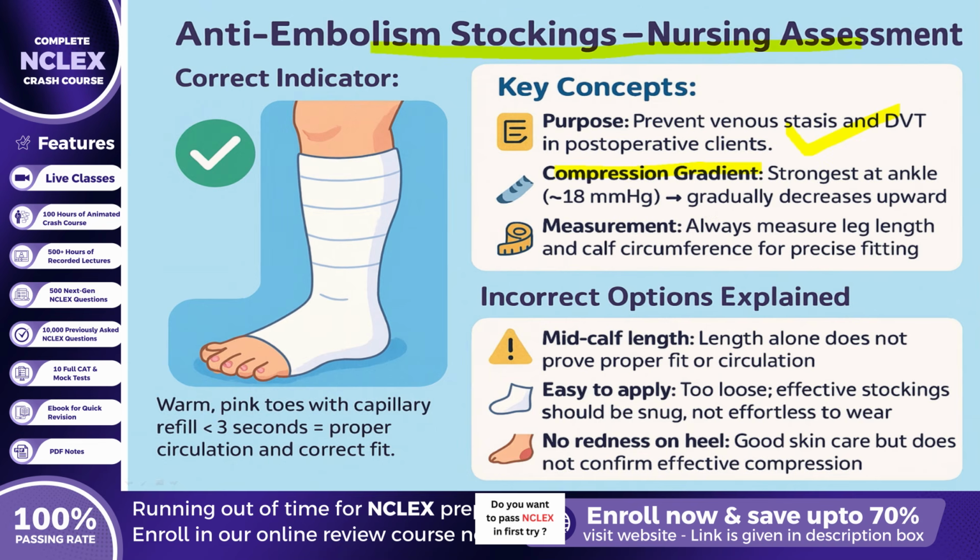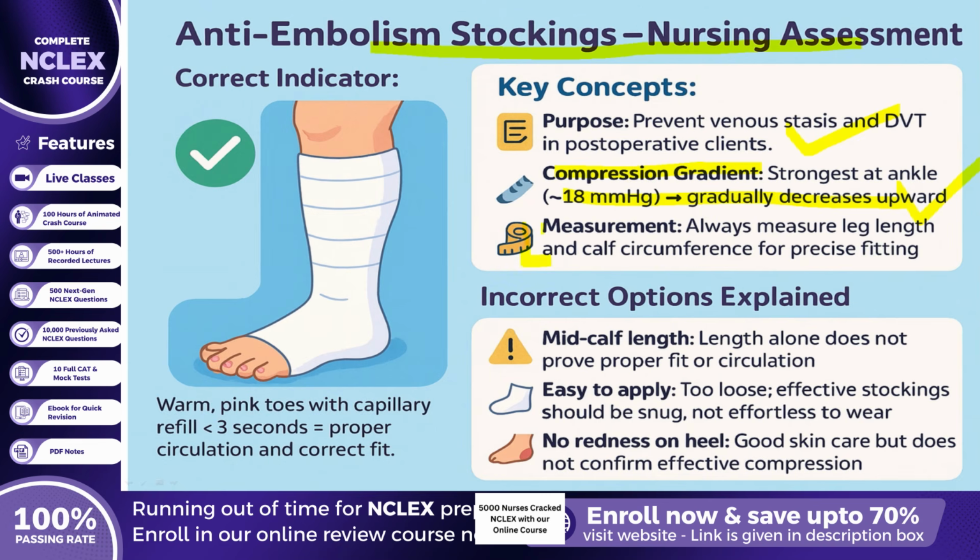Before applying these stockings, the nurse should always measure the client's calf circumference and leg length, either from the heel to the popliteal space for knee-length stockings or to the gluteal fold for thigh-length ones, to ensure an accurate fit. A properly fitted pair delivers graduated compression that is strongest at the ankle, about 18 millimeters of mercury, and gradually decreases toward the knee or thigh, thereby promoting upward venous flow toward the heart.